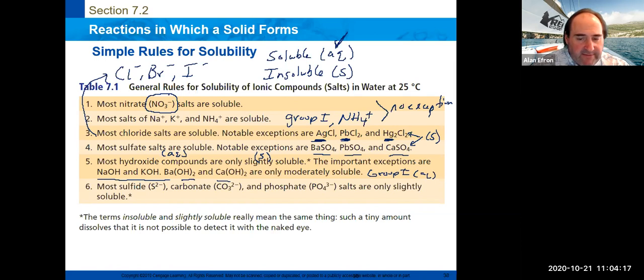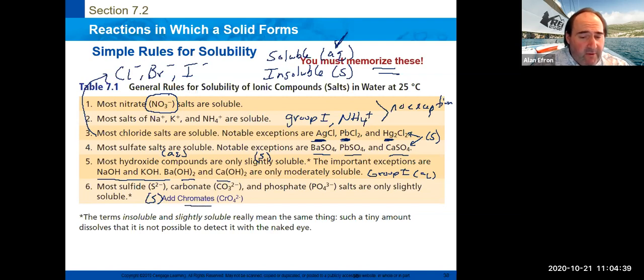Most sulfides, carbonates, and phosphates are only slightly soluble. So usually these get the solid symbol next to them. So I think we have another version of it. And again, this is something that they want you to memorize for future classes, so make sure that you do that. So we'll stay with that.